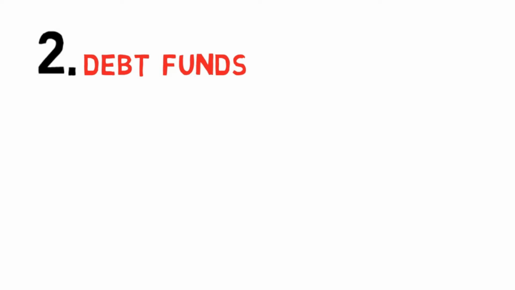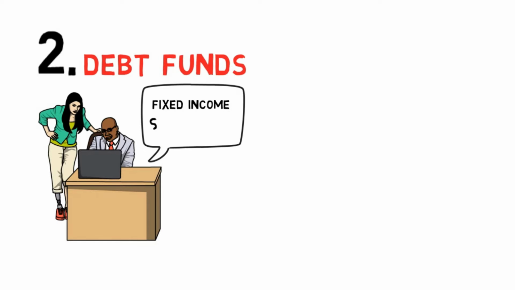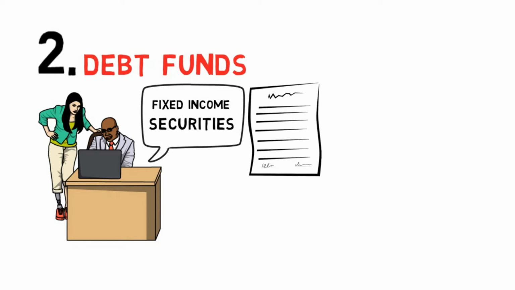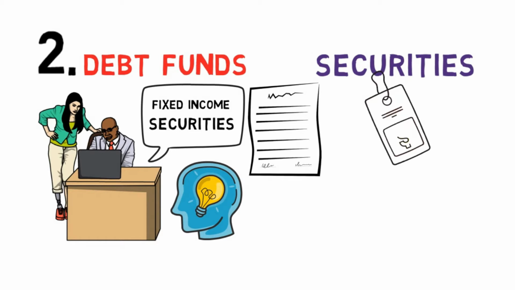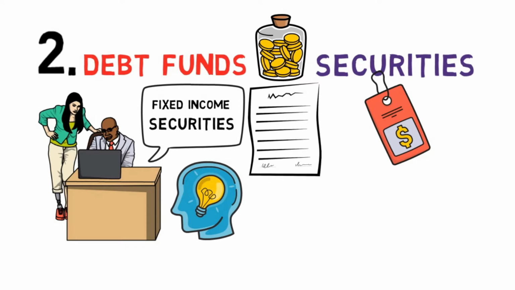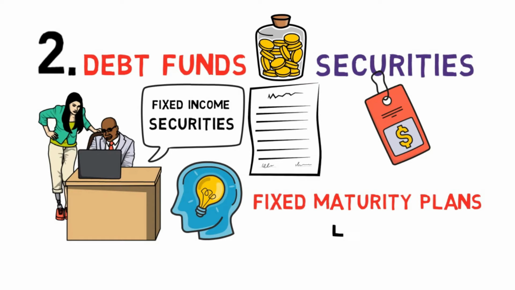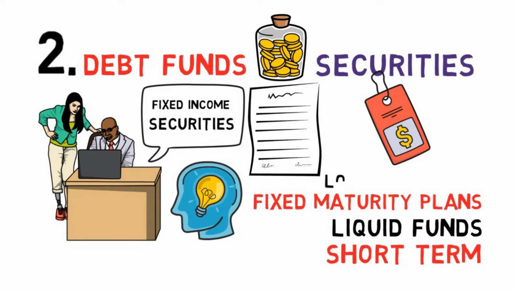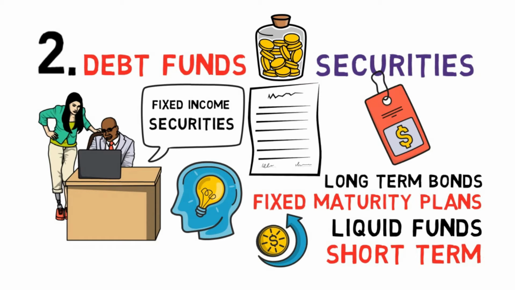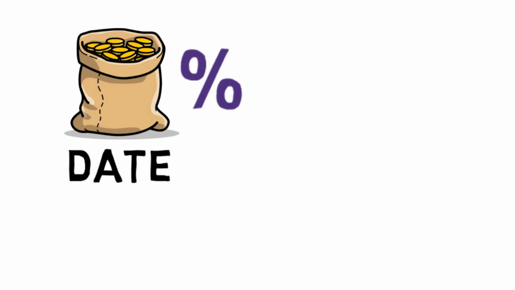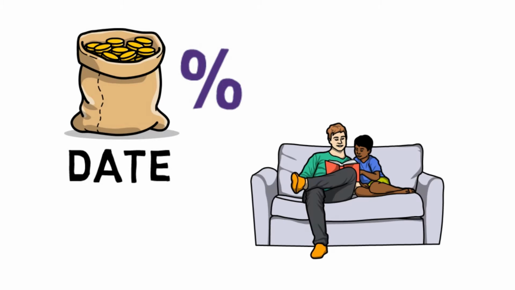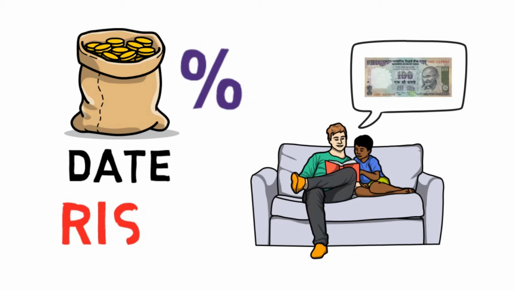Number 2, debt funds. Debt funds invest primarily in fixed income securities such as bonds and treasury bills. Keep in mind, securities उसे ही बोलेंगे जिसका वैल्यू है और उसे खरीदा जा सकता है, right? Okay. They invest in various fixed income instruments such as fixed maturity plans, liquid funds, short-term plans, long-term bonds, and monthly income plans. Since the investments come with a fixed interest rate and maturity date, it can be a great option for passive investors looking for a regular income with minimal risks.